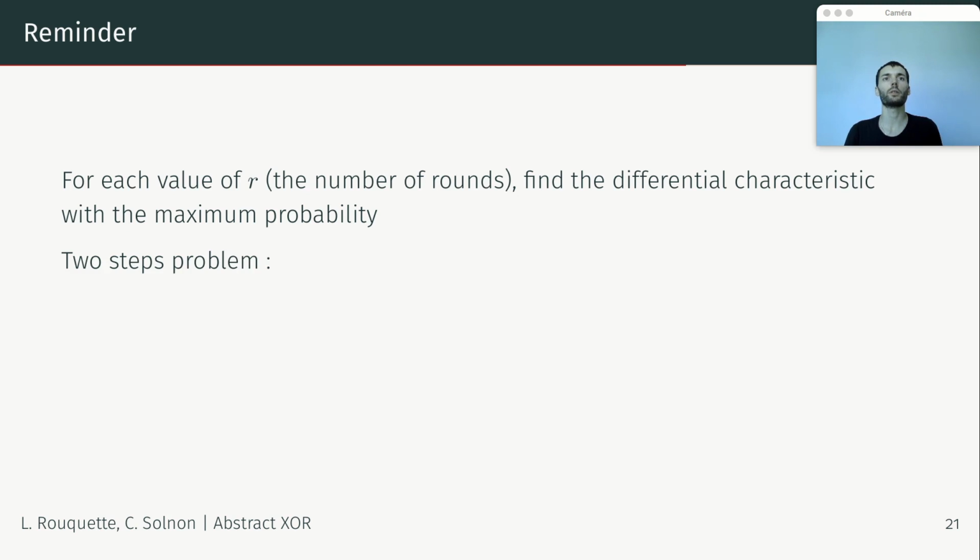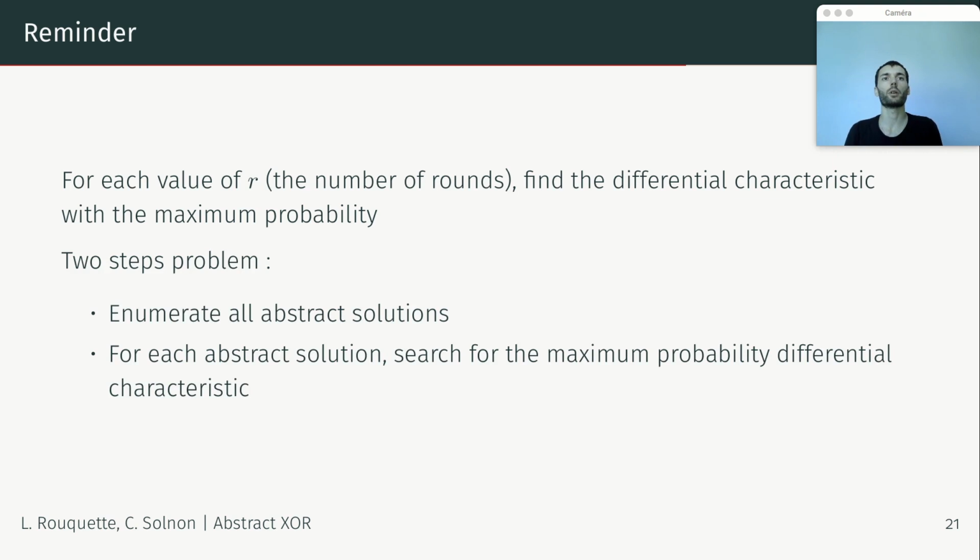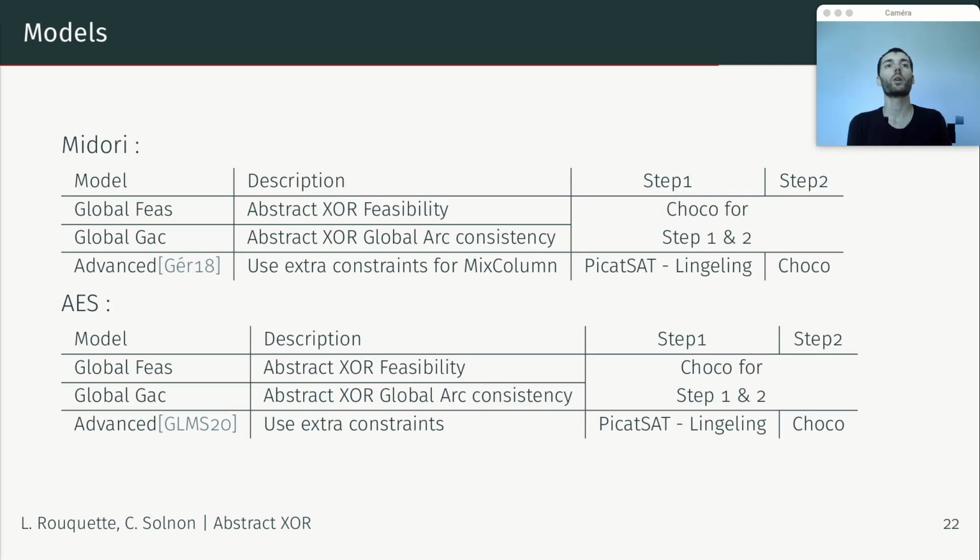The problem is solved in two steps. We enumerate all the abstract solutions, and for each abstract solution, we search for the maximum differential characteristic. We have three models for both Midori and AES. Two models use AbstractXOR, called Global Feas and Global GAC. Global Feas only checks feasibility, and Global GAC ensures arc consistency. The last model is called Advanced. To improve the filtering, Advanced generates a new set of XOR equations from the initial set of XOR equations.